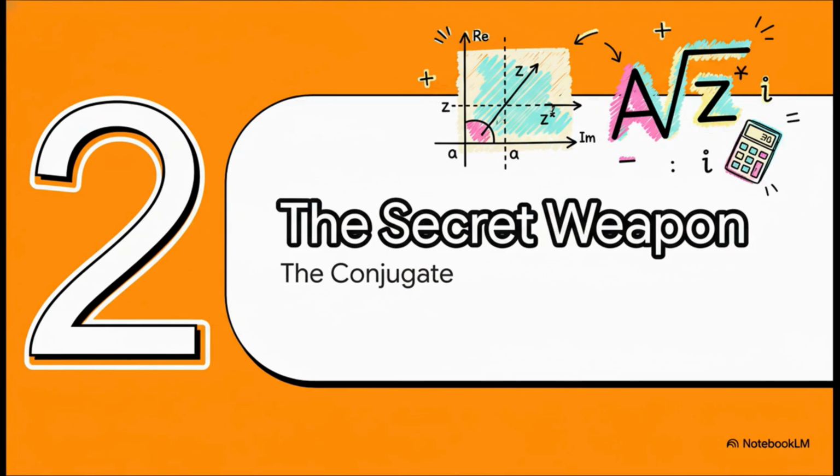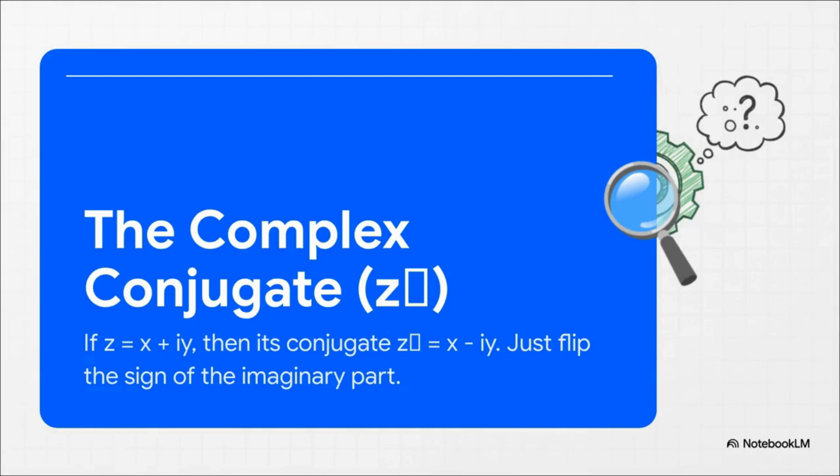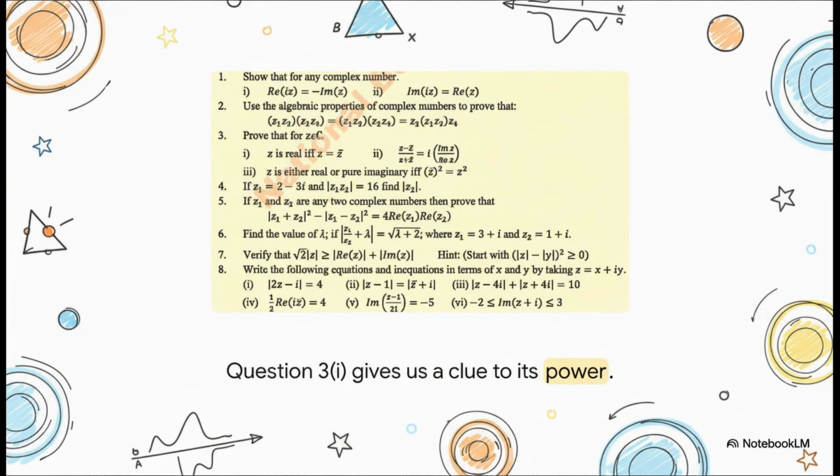All right, tool number 2 for our toolkit. And honestly, this one is the secret weapon, for real. It's called the conjugate, and it's going to make a lot of things way easier. And you're going to love how simple this is. To get the conjugate, you just flip the sign of the imaginary part. That's it. Seriously. Plus becomes minus, minus becomes plus. Done.